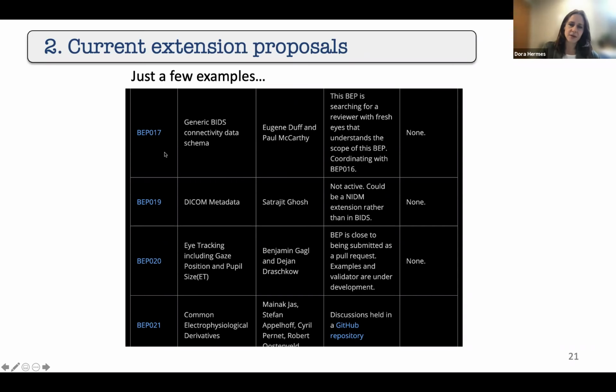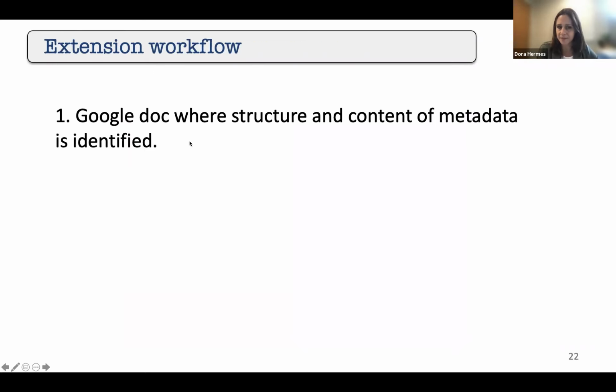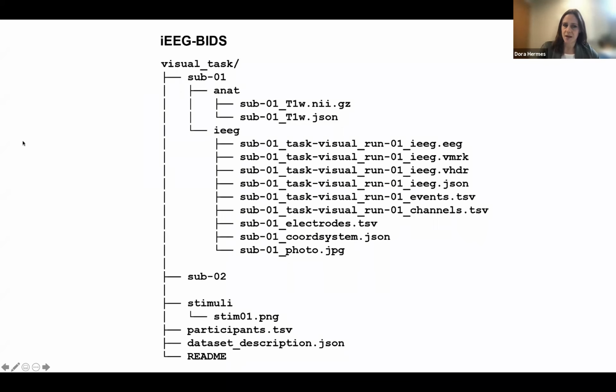And so you can see here, this is the link on the website. If you click on these, the first step in an extension proposal is to start a Google Doc, where the structure of the data and the content of the metadata is identified. And this is also how we started with the intracranial EEG extension. We started with a Google Doc where we just put a general outline, and then we shared it with many people to ask for feedback. Would this work? What would work? What wouldn't work? What matches with the EEG and the MEG description? And what we came up with in terms of the structure for intracranial EEG is this image.